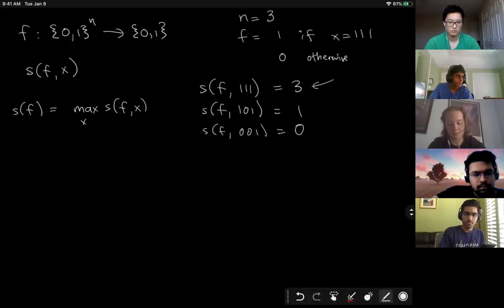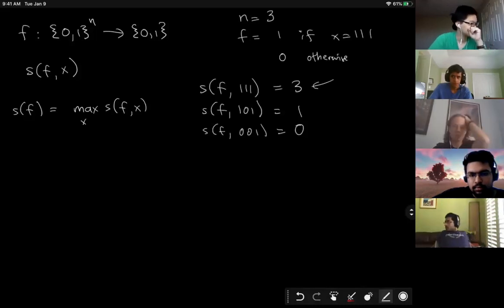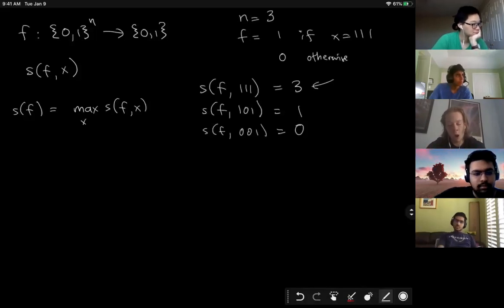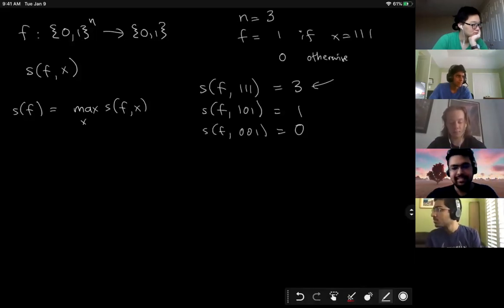Yeah, you could. Is anyone unclear on the definition of sensitivity? So you can't have a sensitivity more than n, right? No, because it's a count of the indices. Right, so it's between 0 and n. Okay. That's a better way of seeing it. So that's the sensitivity.